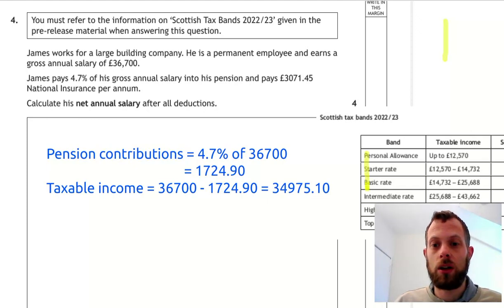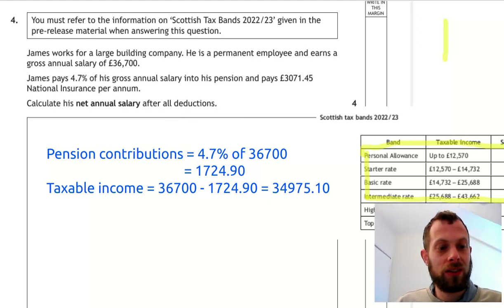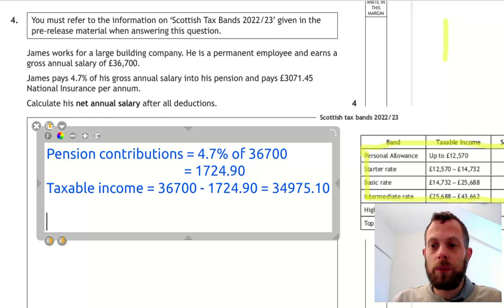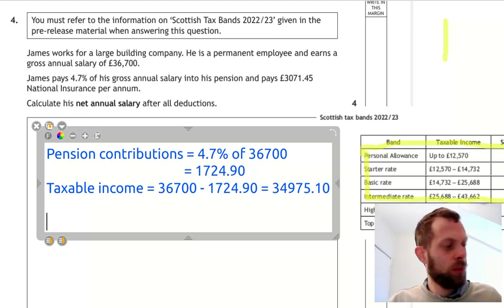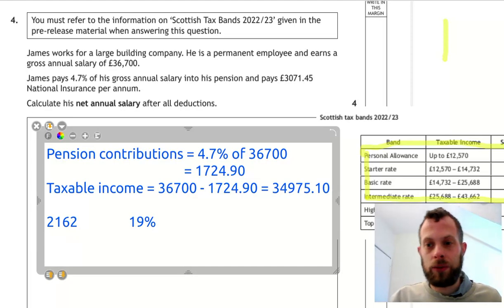Now the ones we are going to use are these four bands here. The personal allowance has no tax paid on it, and that's £12,570. At the next band of income, it will be the starter rate, and that will be 14,732. Take away 12,570. So at the 19% tax rate, they have £2,162 of income. So I'm just going to write the tax rate here, 19%. We'll go and work it out afterwards.